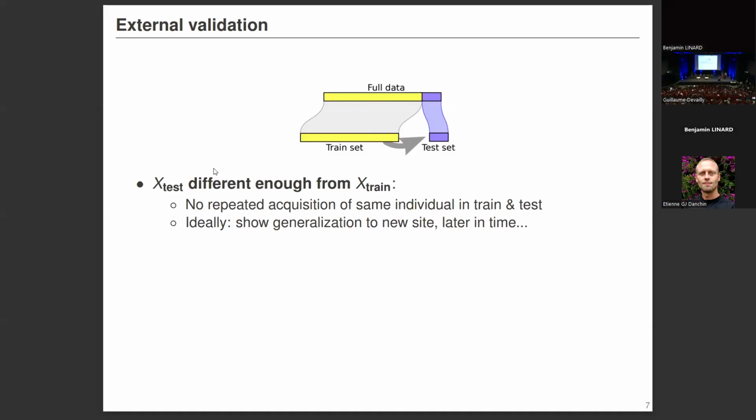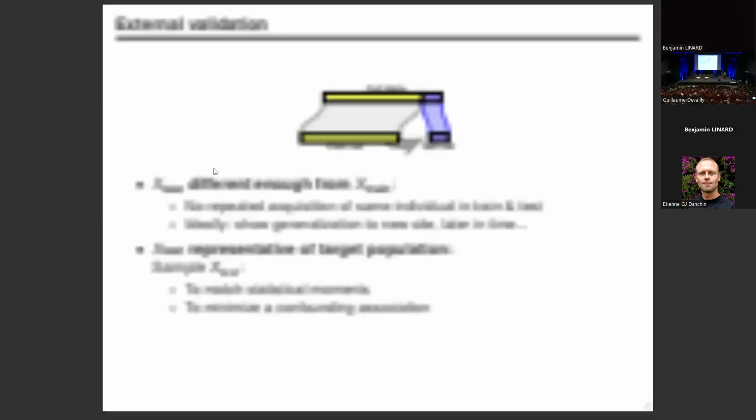There's a couple of things you need to be a bit careful about. The test set needs to be different enough from the training set. So typically you don't want to have a repeated acquisition of the same individual in your train and test set, because then the problem becomes simpler. And in some cases, you can really mimic what you're trying to apply your machine learning algorithm to, which is, for example, take data from a new site or later in time, etc.